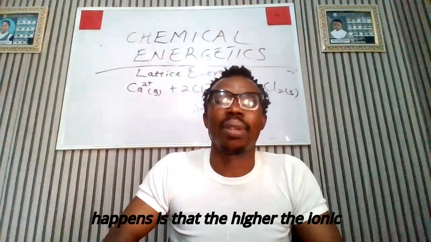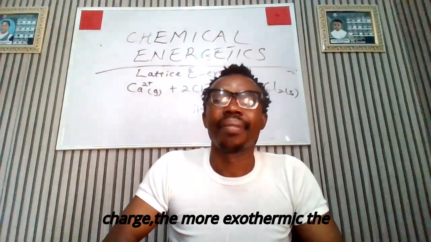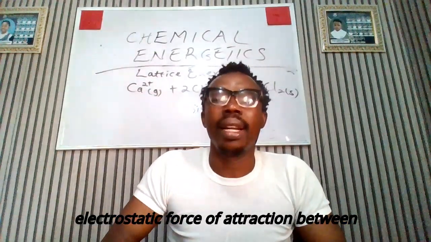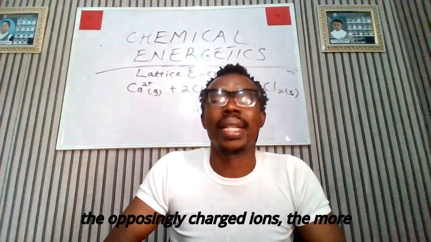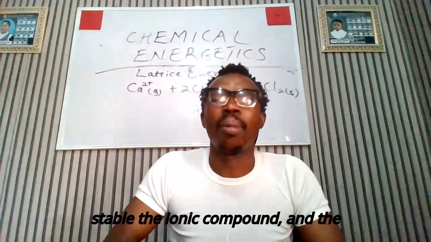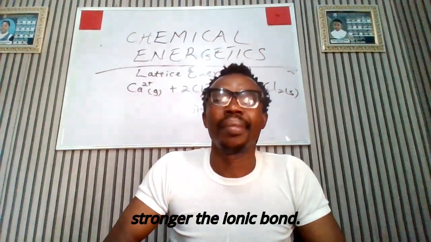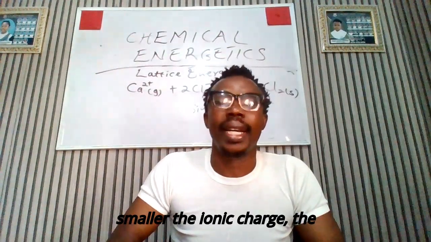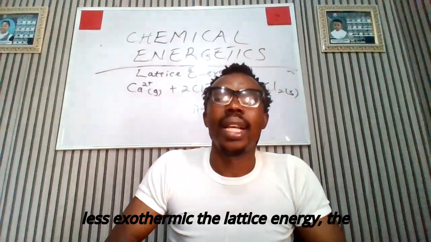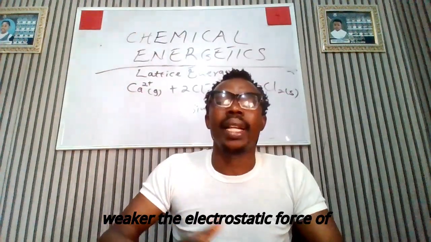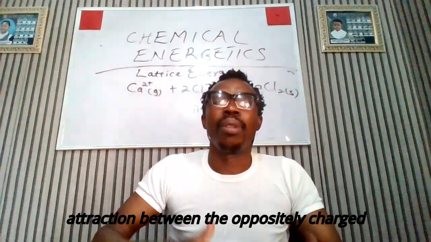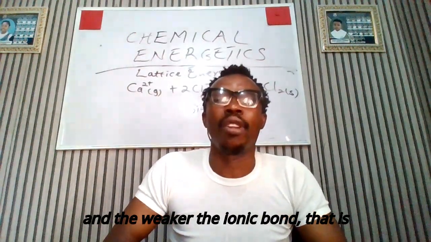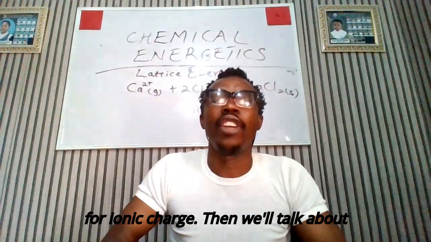Now what happens is that the higher the ionic charge, the more exothermic the lattice energy, the stronger the electrostatic force of attraction between the oppositely charged ions, the more stable the ionic compound, and the stronger the ionic bond. The lower the ionic charge, or the smaller the ionic charge, the less exothermic the lattice energy, the weaker the electrostatic force of attraction between the oppositely charged ions, the less stable the ionic compound, and the weaker the ionic bond. That is for ionic charge.